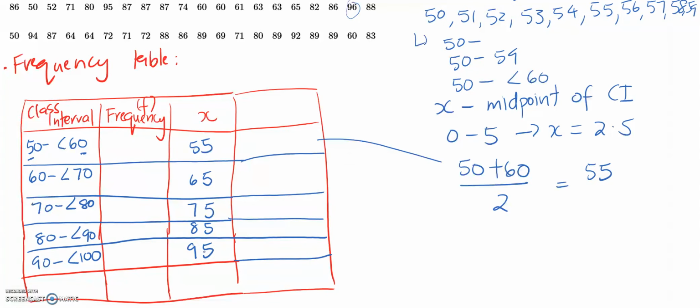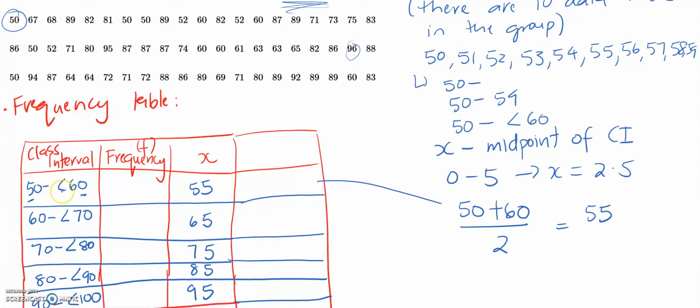Okay, now let's have a look. How many values are between 50 to less than 60? As we go, if we keep crossing it off, we can be sure that we've got the correct data. So there's 1, 2, 3, 4, 5. Keep going. 6, 7, 8. So there's 8. Therefore, the frequency over there is 8. Likewise, we do the rest.